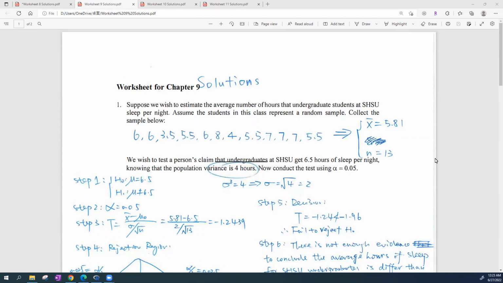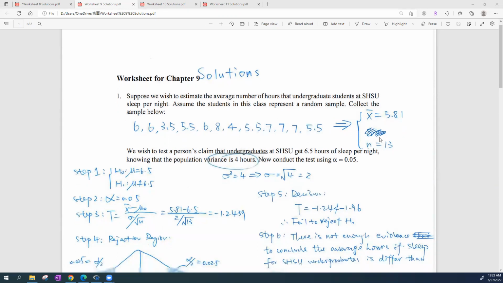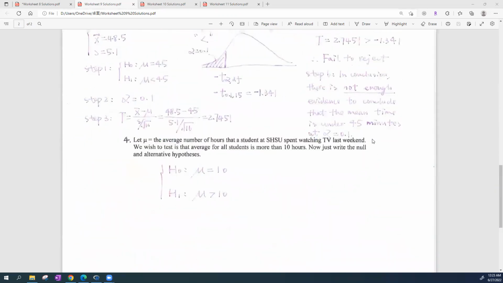Hello everyone. Let's now look at this worksheet 9 solutions together. So for this worksheet 9, we have 4 questions.